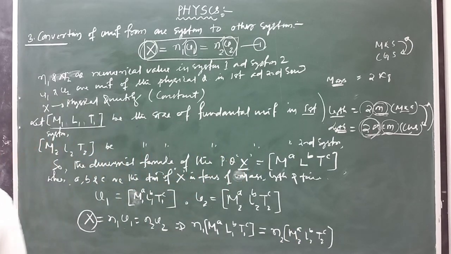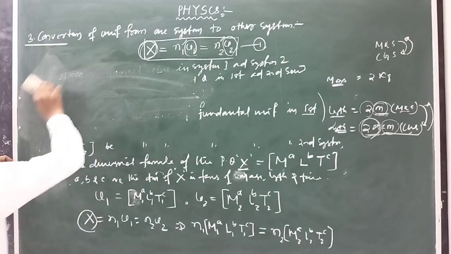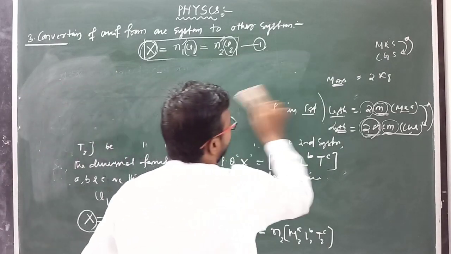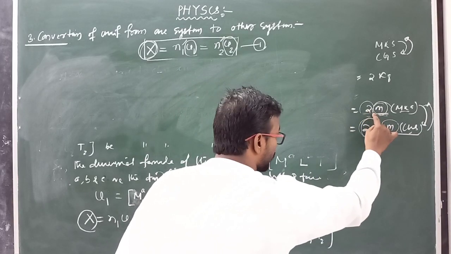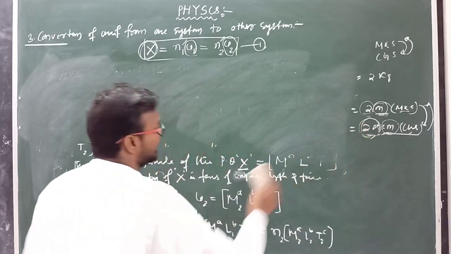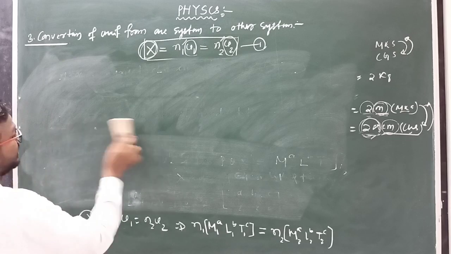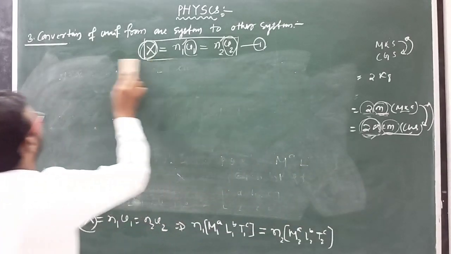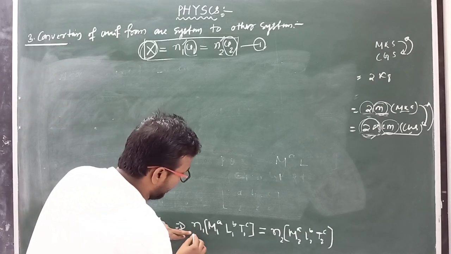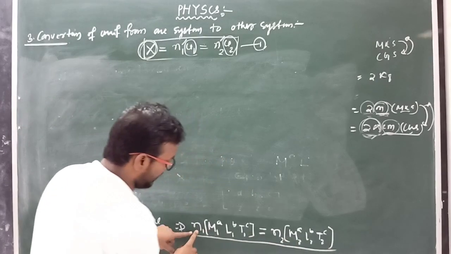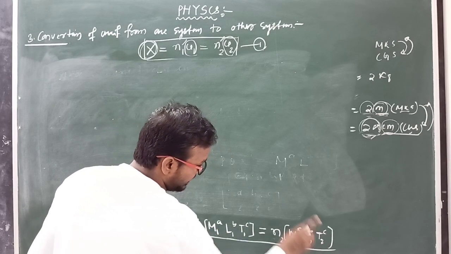Clear? But here we have to find the system of unit, and basically we have to know some idea about how to convert system of unit. That means we have to find the numerical value in the second system. Here the first system numerical value is n1, but we have to find the numerical value in the second system. Since the physical quantity remains constant, we have the relation n1 into m1a l1b t1c equals n2 into m2a l2b t2c.